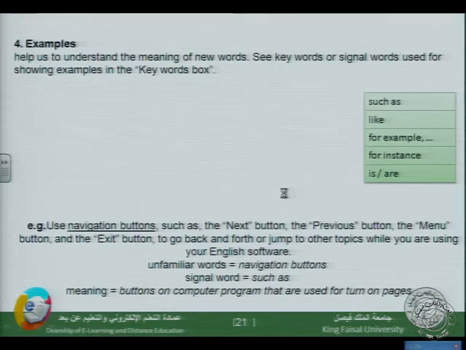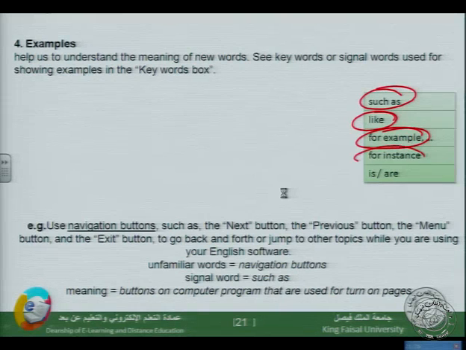So please pay attention to these rules, how to get meaning. Also examples: we took previous examples that used such as, like, for example, for instance, is and are. Whenever you find these signal words, you will come to know the meanings of some unfamiliar words. For example, use navigation buttons such as the next button, the previous button, the menu button, the exit button to go back and forth or to jump to other topics while you are using your English software.